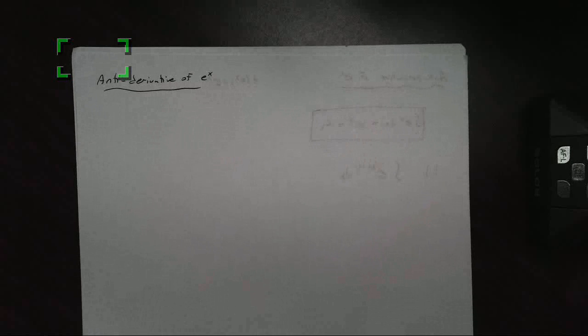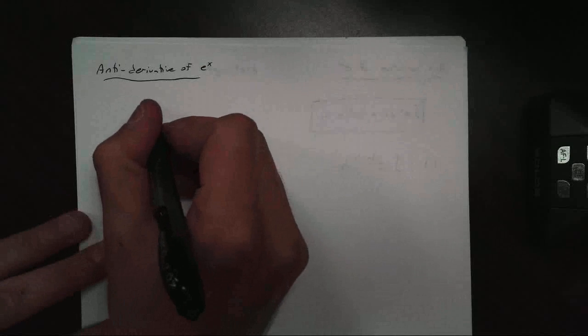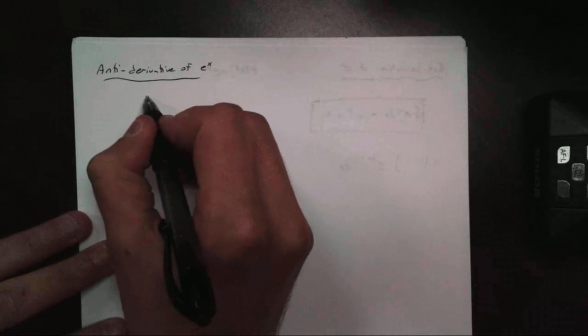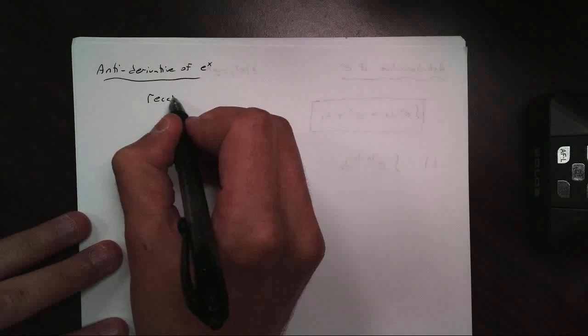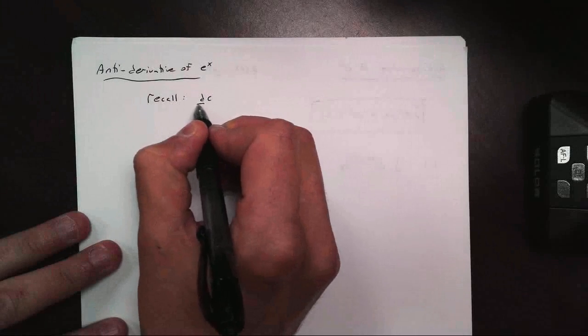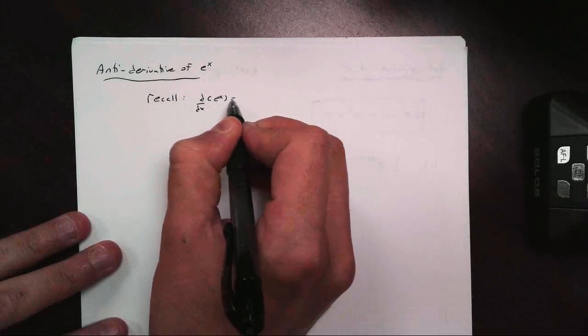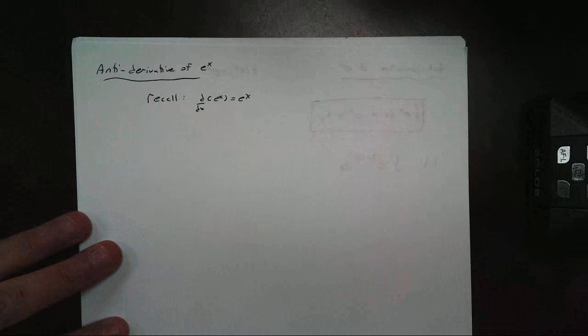Hi, today we're going to be looking at the antiderivative of e to the x. Before we do that though, let's recall what we learned about the derivative of e to the x. Remember, the derivative of e to the x is itself.